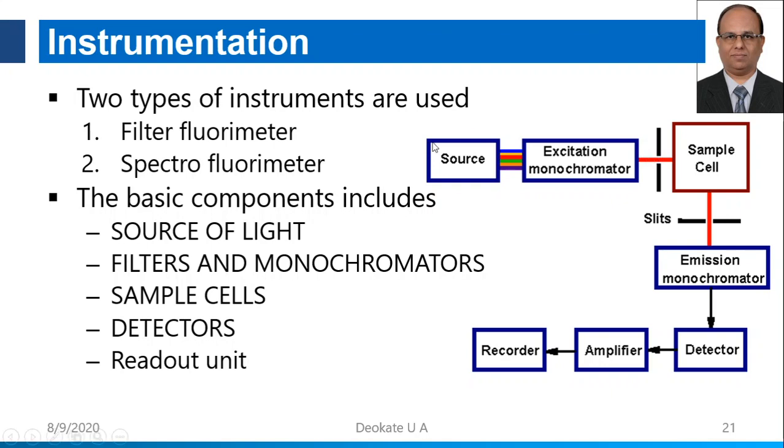Then, after the line source, we need excitation monochromators or excitation filters. Then this is the slit, then the sample cell. At a right angle to the source, another filter is situated, called the emission filter or emission monochromator, where the emitted radiations are filtered and sent to the detector. After the detector, there are the recorder and amplifier, called the readout unit. So this is the block diagram. Here you have to remember that the source is at 90° to the detector. Why? You have to think about that.